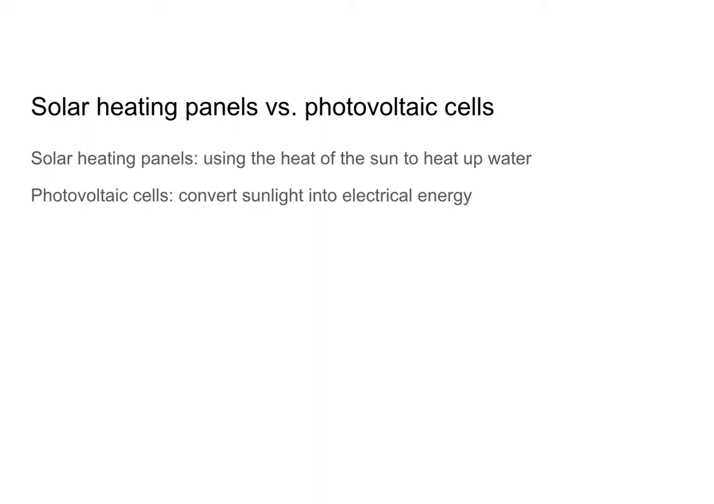The more traditional, when you think of solar panels, though, usually what you think of are photovoltaic cells, which convert sunlight into electrical energy. And what they're doing there is they're using the electrochemical nature of the materials that they're made out of to use the energy from that sunlight and to convert that into electrical energy and to generate a current.